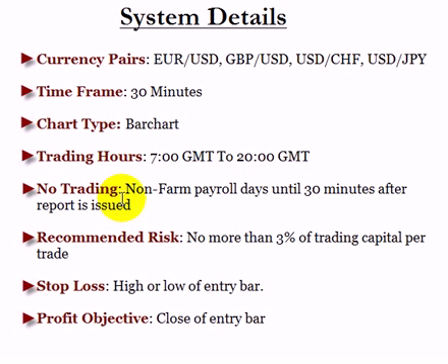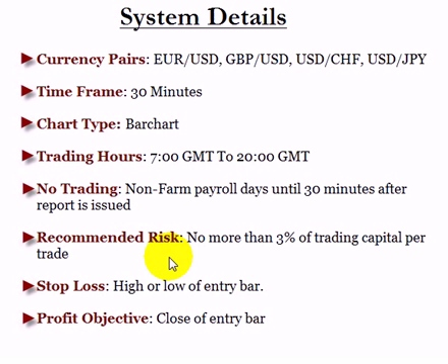No trading on non-farm payroll days until 30 minutes after the report is issued. Obviously, there's no point in trading up until the point where non-farm payroll is issued because the market's just not moving anywhere. And then in the first 30 minutes after it's issued, things are crazy, so you want to stay out. And then about 30 minutes after that, you might have some very good opportunities. So that's important as well. Recommended risk level, no more than 3% of trading capital per trade.